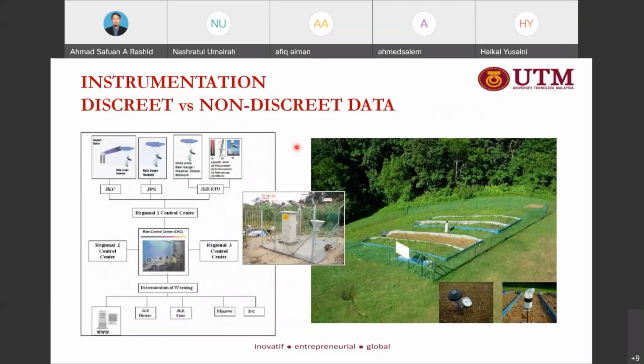So this is an example of a field test, where the author shows the methods used to observe or to determine the behavior of the slope conditions. So this is the type of tensiometer. Okay, so this is the rainfall gauge.